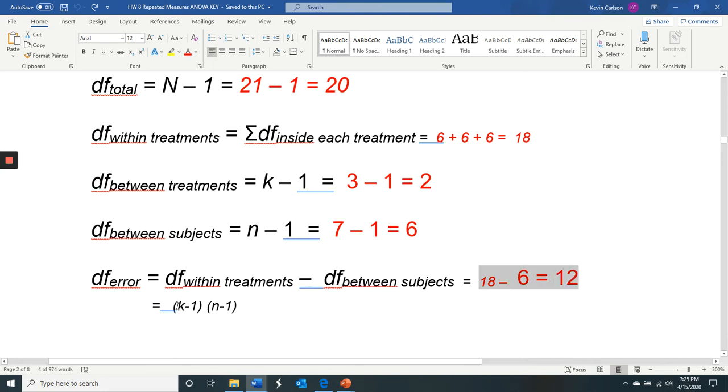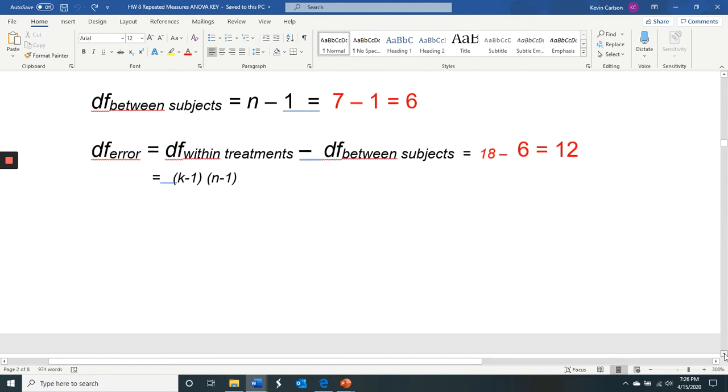You can also take this approach, k minus 1 times n minus 1. Well, k is 3. We have 3 moon phases. And small n is 7. We have 7 hospitals. So k minus 1 is 3 minus 1 is 2. And then n minus 1 is 7 minus 1, that's 6. So 2 times 6 is 12. So either approach is going to give you the same number. You only need to take one approach unless you want to do some sort of double check of what's going on.